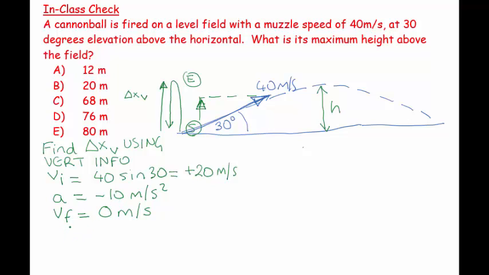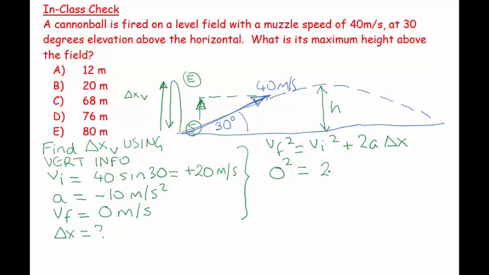And then I want to find my displacement. So if I look at this, I can try and figure out what links them. And I can say, yeah, VF squared equals VI squared plus 2a delta x. My final velocity is 0, so vertically I have 0 squared, and this equals plus 20 squared plus 2 times minus 10 times delta x.